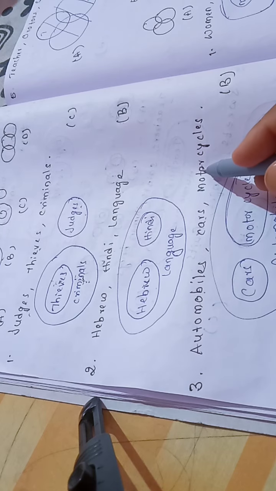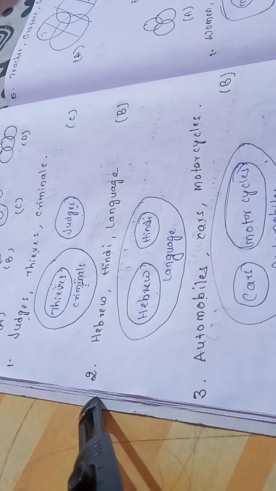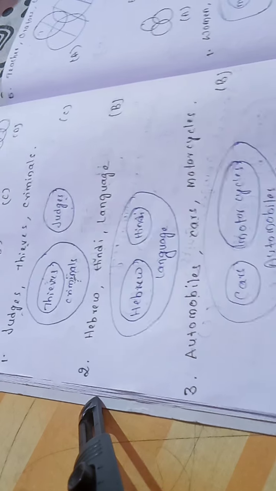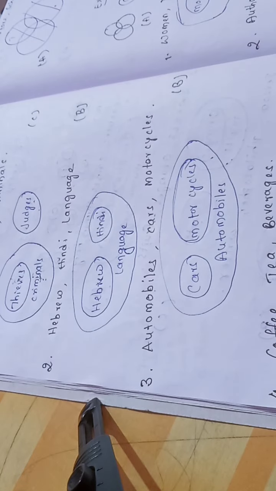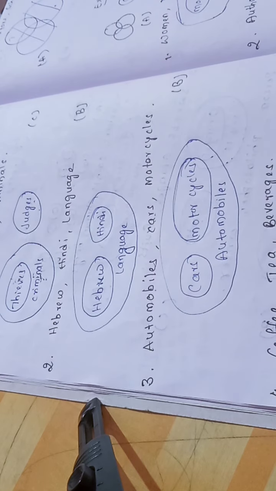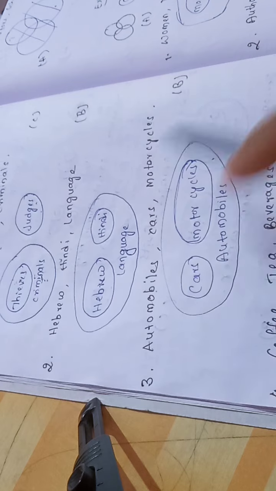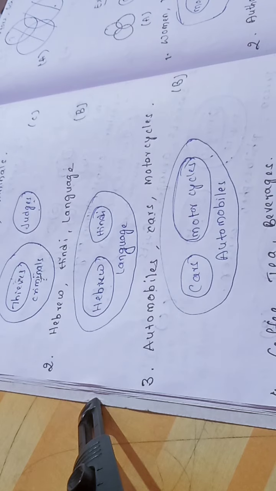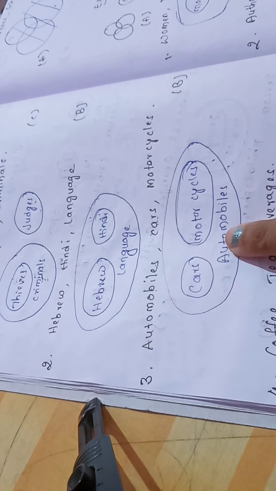Now next, automobiles, cars, motorcycle. Car and motorcycle are different from each other, but they both come under the category of automobile itself. So again, option B is the answer, because car is one vehicle, motorcycle is another vehicle, but they both are called automobiles.